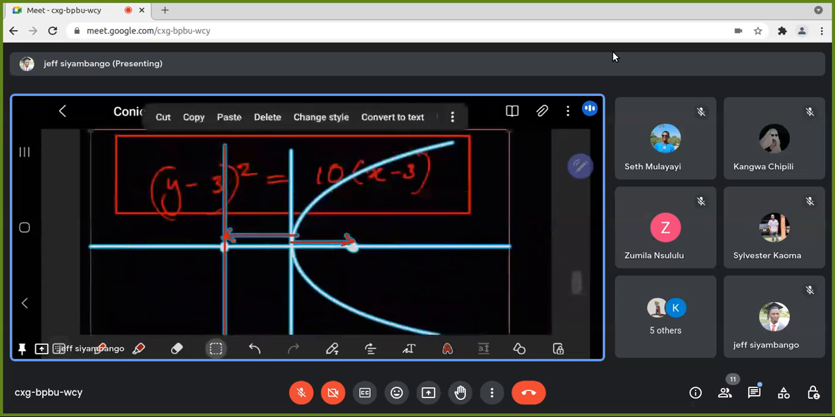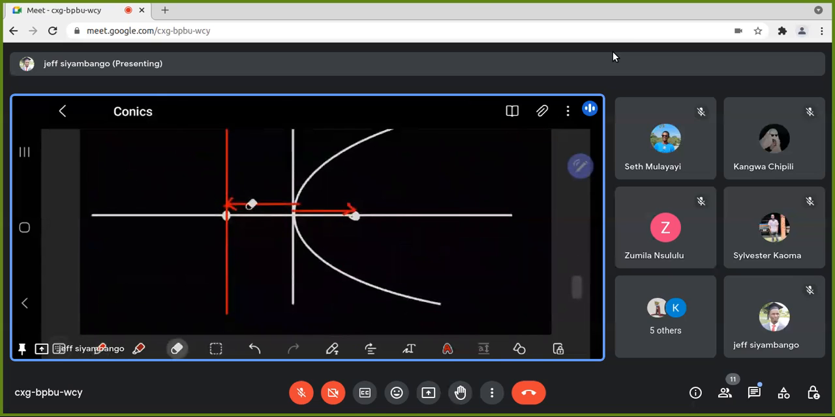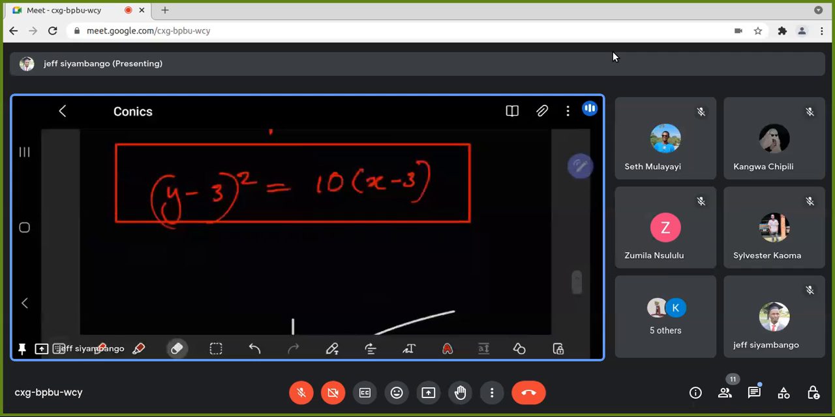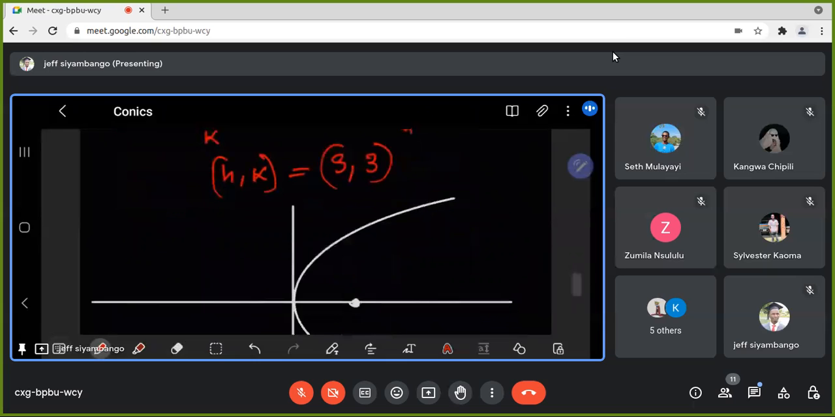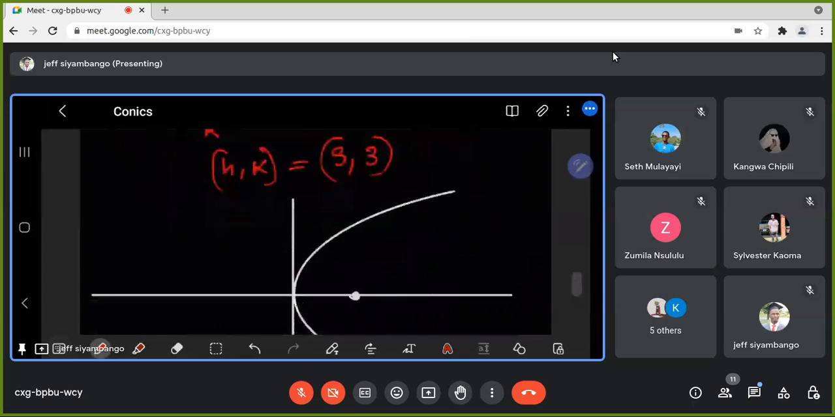I've picked the same question because we've already done the hard part. I just want to show you how you treat it if it's not at the center. According to this, from y we get the value of k, from x here we get the value of h, and the location of the center will be (h, k). In this case, it will be (3, 3).